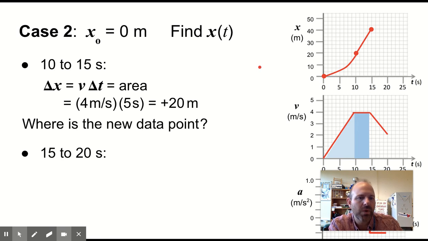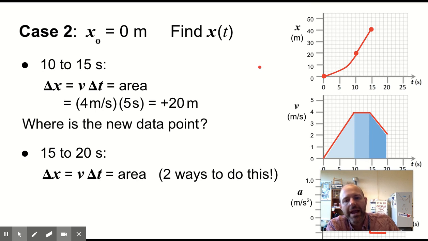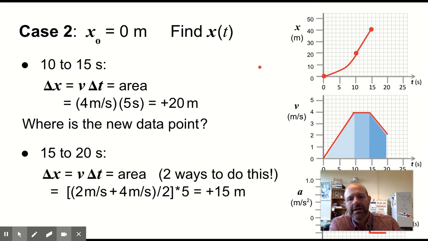From 15 to 20, we have another segment. We are slowing down, but we're still heading in the positive direction. So the area under the curve could be found by finding the area of a trapezoid, if you know that formula. I never remember, so I always just do the triangle and the rectangle. But whatever it is, positive 15 meters works just fine. Or the triangle and rectangle method also works.